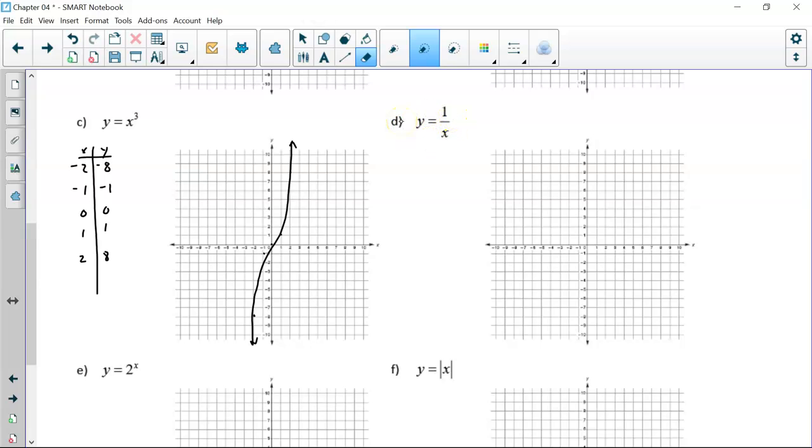For the next one, this is a hyperbola, y equals 1 over x. Because we're dividing, x cannot equal 0. We can't divide by 0. So I'm going to put some values in here: -10, -2, -1, 1, 2, 10, just adding some extra values. So it's going to be -1/10, -1/2, -1, 1, 1/2, and 1/10.